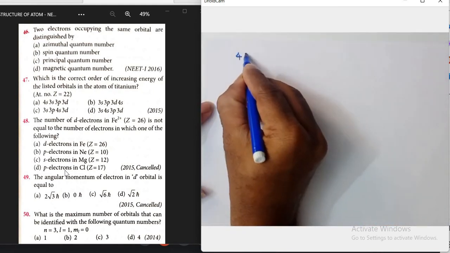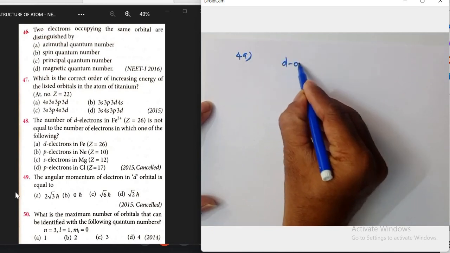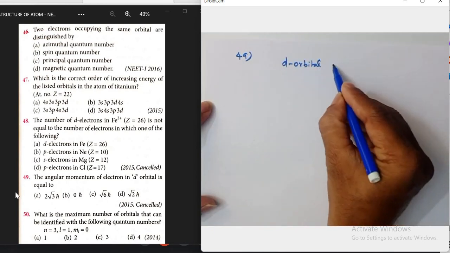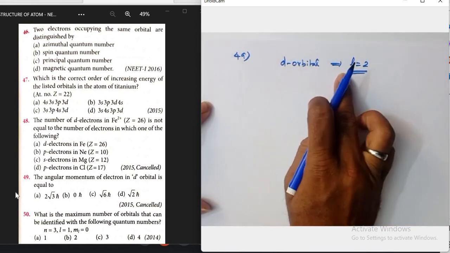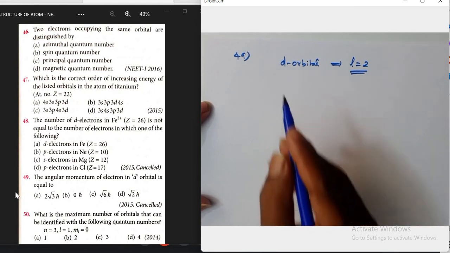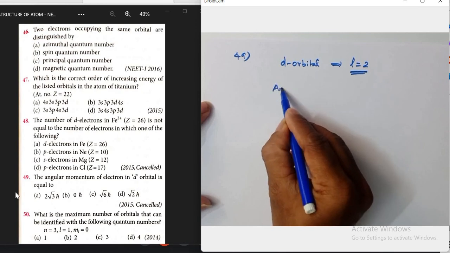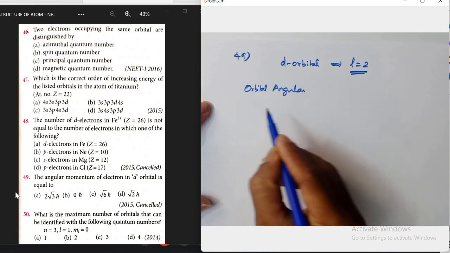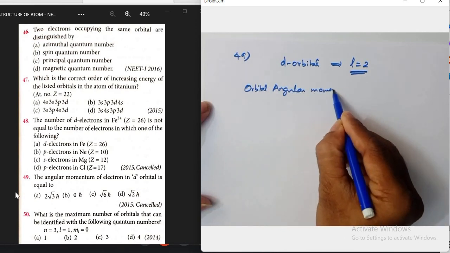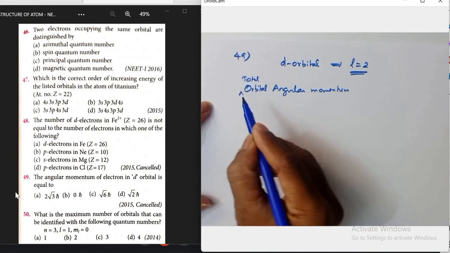Question number 49. The angular momentum of electron in d orbital is equal to what? For d orbital, you know very well, the L value is 2. To find orbital angular momentum, you require the L value. So what is the angular momentum of the electron? Orbital angular momentum, because it is given orbital. Total orbital angular momentum.